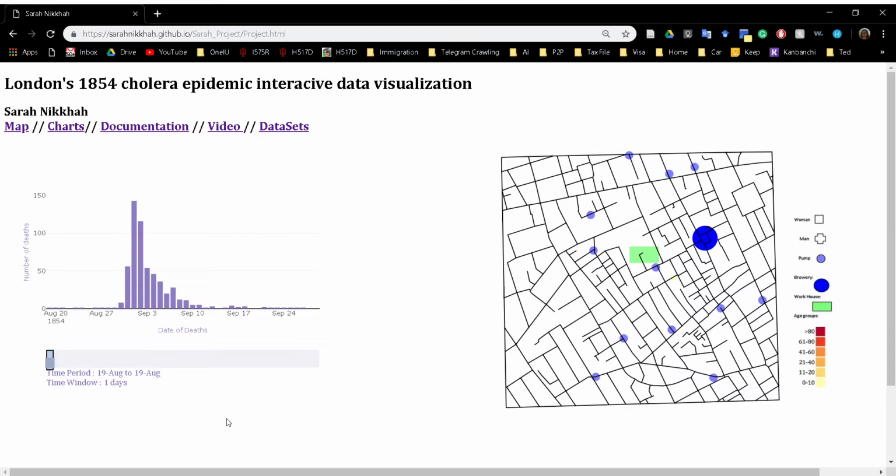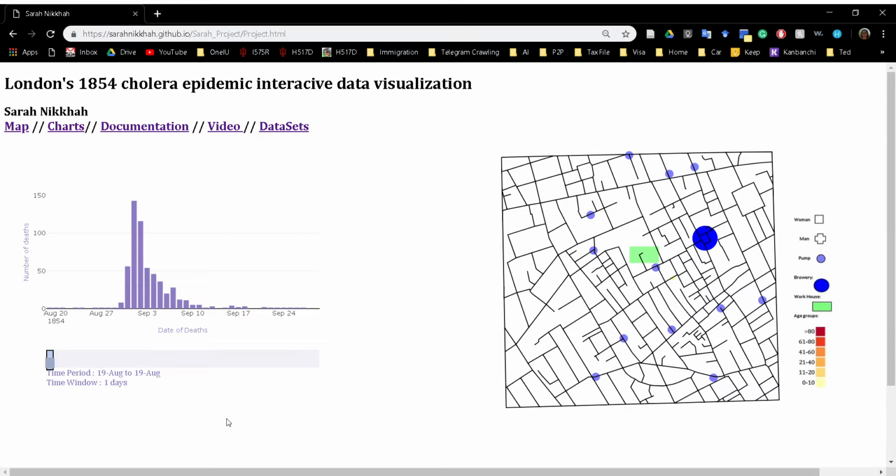In addition to the map itself here, I added an additional timeline to the side of the map, which I will show you how it will interact with the map in a few minutes. As you can see in the map, the streets are displayed by black lines, pumps are represented through small blue circles, and the brewery by a big dark blue circle. The workhouse is represented by a green rectangle in the middle. Female and male deaths are distinguished by a square for female and a cross for male. And to show the age group, a color palette has been used.